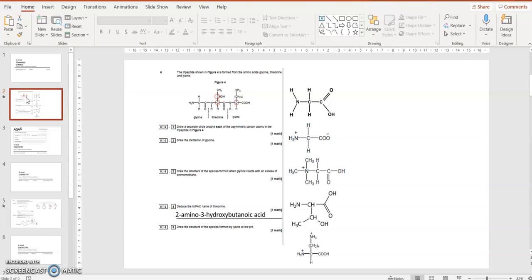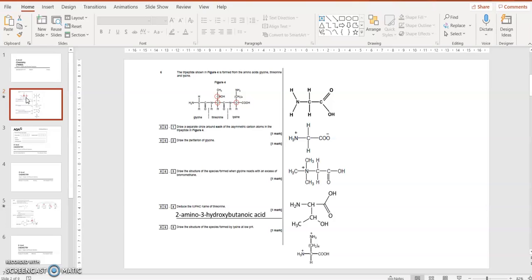If you're asked for something at the low pH, which is acid, acids have got H pluses. Acids make H pluses, donate H pluses. So all of the NH2s become NH3 pluses, all of them at a low pH.